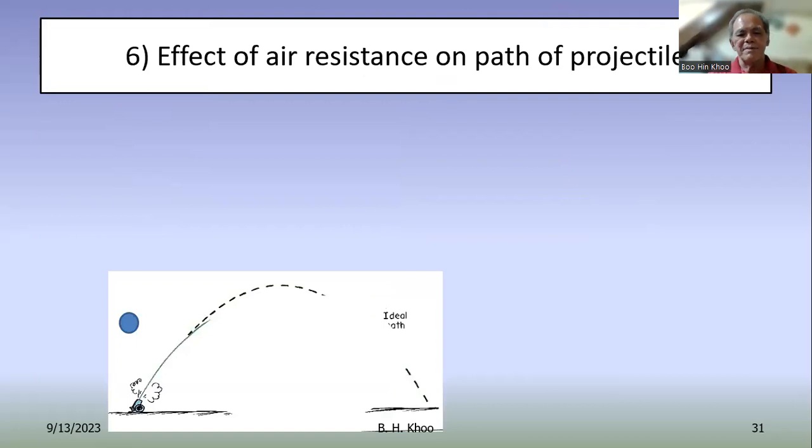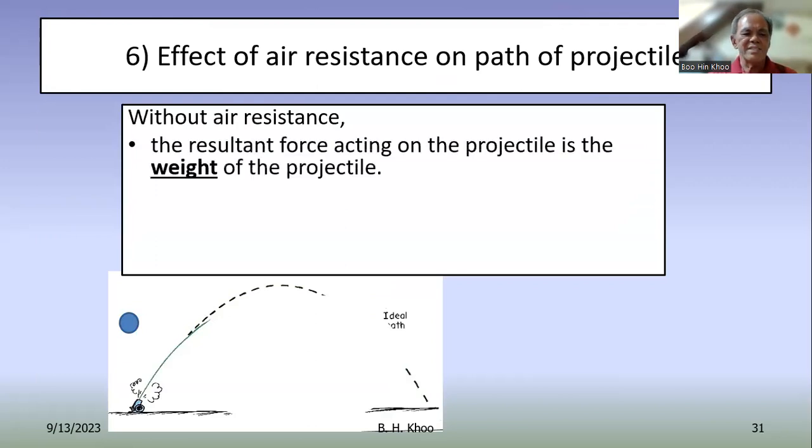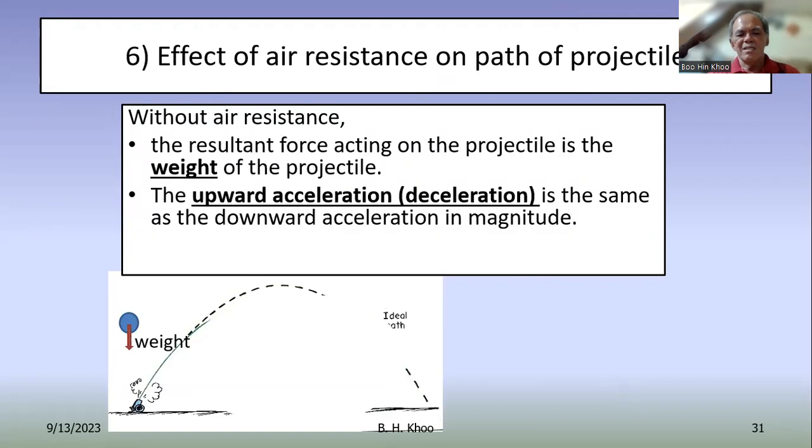Effect of air resistance on the path of the object. Right? Without any air resistance, the resultant force acting on the object is the weight only. That's gravity, g. When you throw the ball upwards or at an angle, when you move upwards, it is deceleration. When you move downwards, it is acceleration. Right? This part is deceleration. That's the maximum height. This part is acceleration. Right? Both have the same value, g.